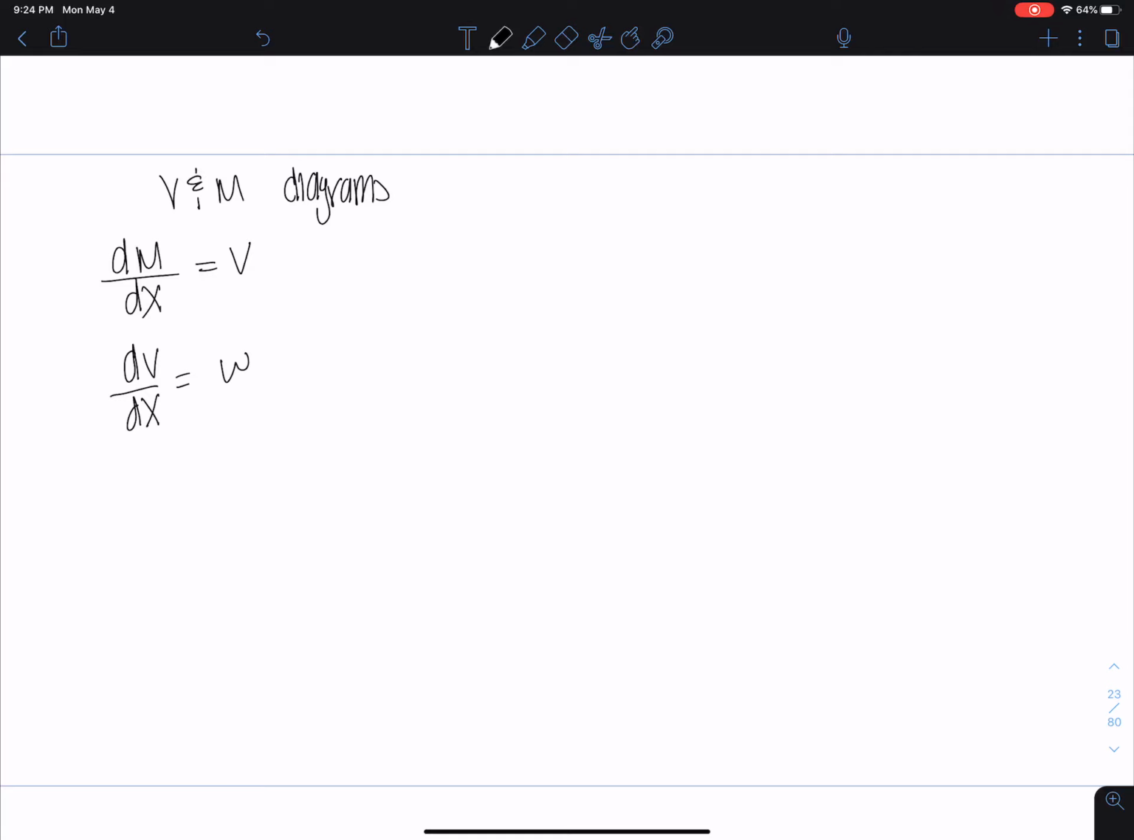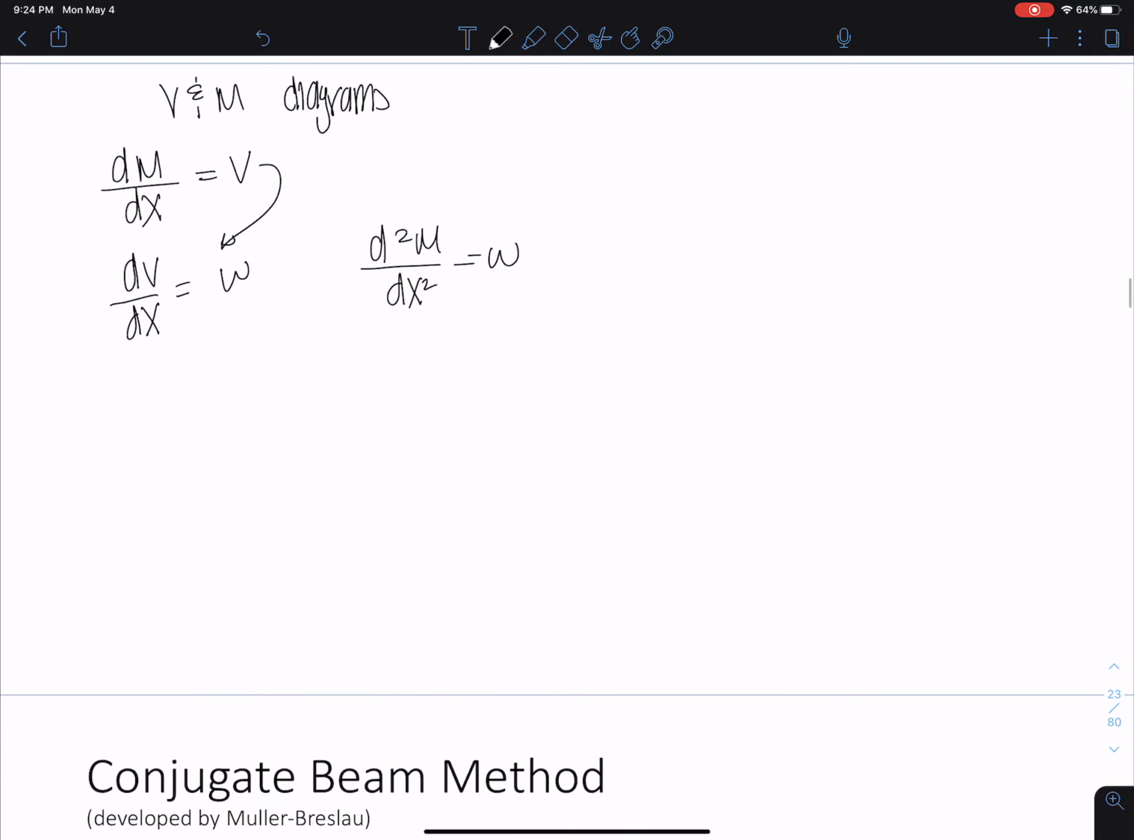And if we take this and put it here, we can say that d squared M over dx squared is equal to the loading, okay? There's a very similar relationship that we can draw with shear and moment versus moment curvature. And I'm going to put this information here in these columns.